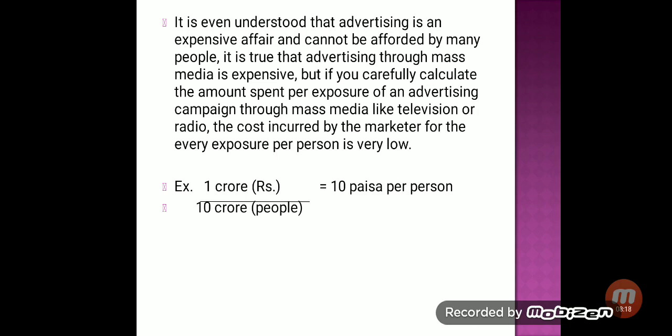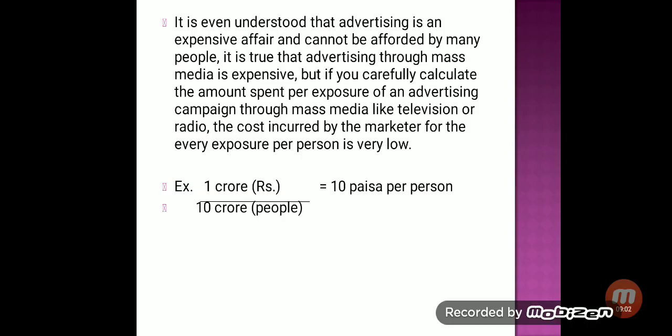For understanding, let us take a hypothetical example. If the cost of advertisement of a particular company is 1 crore rupees, say, for example, Colgate company is advertising their product on Star Plus, and Colgate incurred a cost of 1 crore rupees for this advertisement, and a total of 10 crore people have seen this advertisement through Star Plus. So cost incurred is 1 crore, and exposure, meaning the number of people who have viewed this advertisement, is 10 crore.